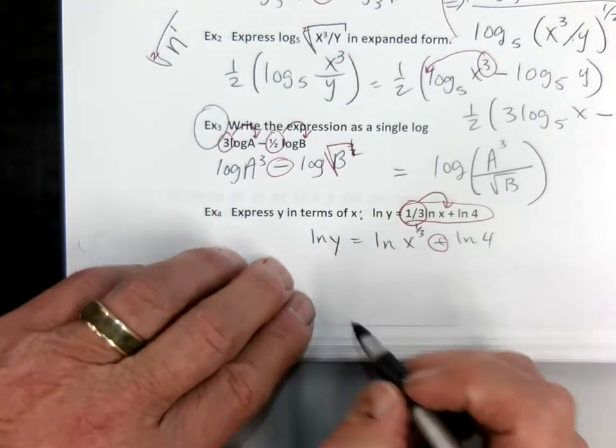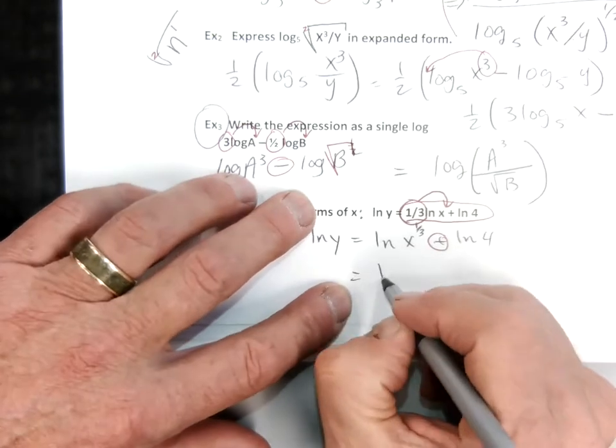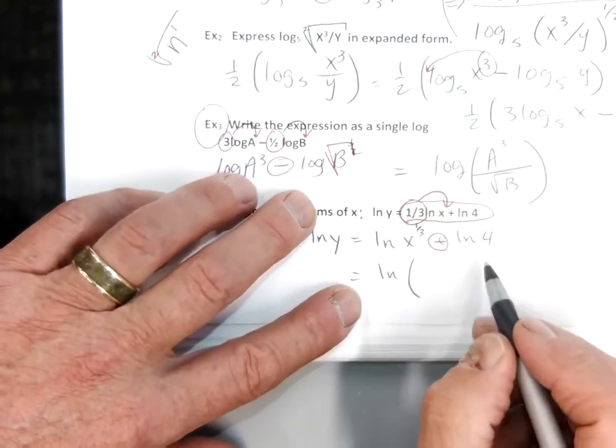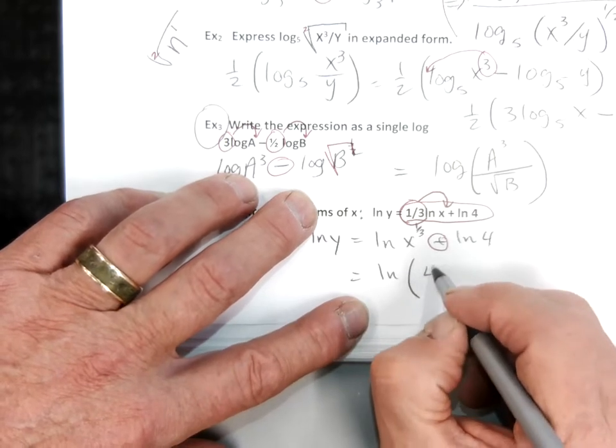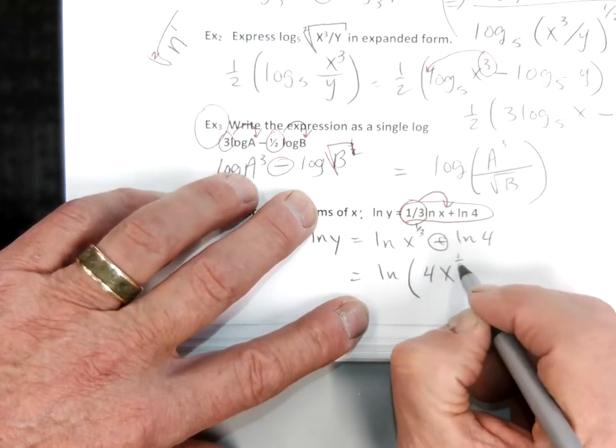So I'll rewrite that as ln of, well, of a 4, I'll put the 4 in front, x to the 1/3 power.